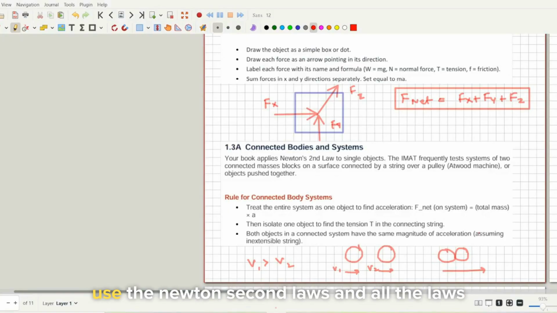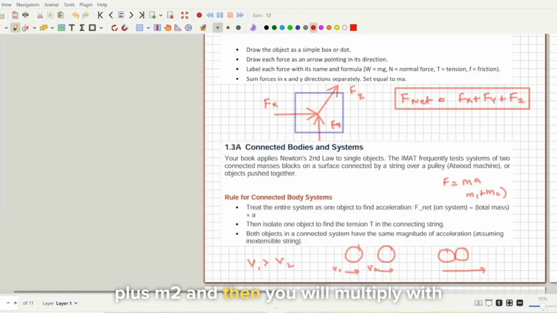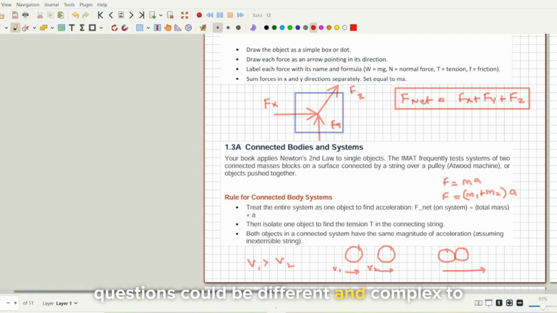So you will use Newton's second law and all the laws when they are combined together. For example, F equals ma. How will you use F equals ma? You will use the mass m1 plus m2 and multiply it with the acceleration. That's how you can solve connected bodies and systems. These kinds of questions could be different and complex too.